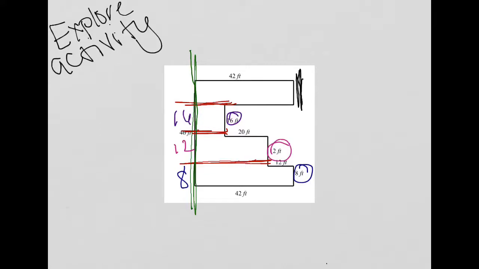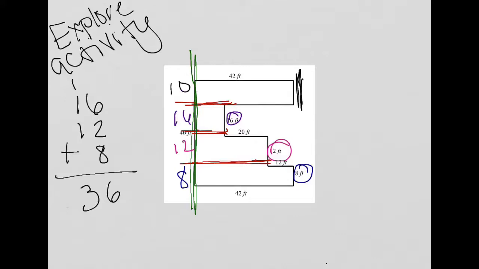So to figure out what's missing, I'm going to take 16, 12, and 8, and I'm going to add them up to see how many feet that side is so far. So I get that it's 36 feet. Now, the original side length was 46 feet. So what's left over? Well, if I do simple subtraction, I'm going to be left with 10 feet. So I've now broken up all of these figures so far so they all have a width.